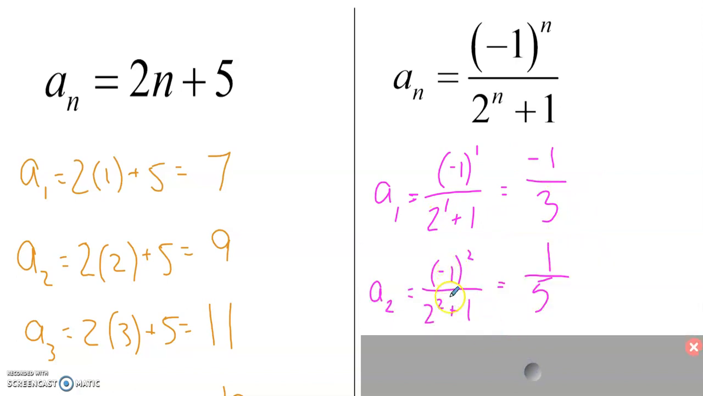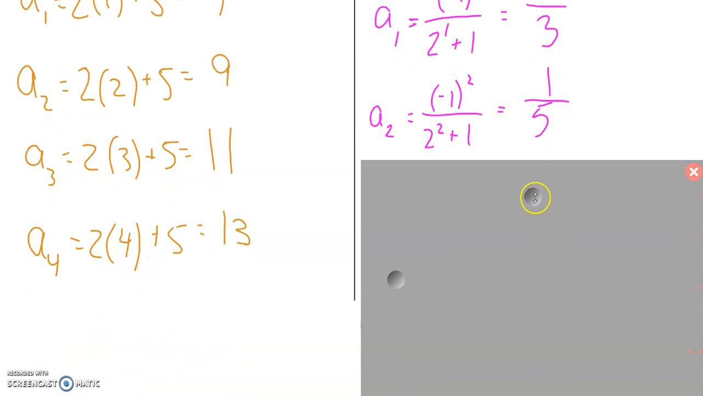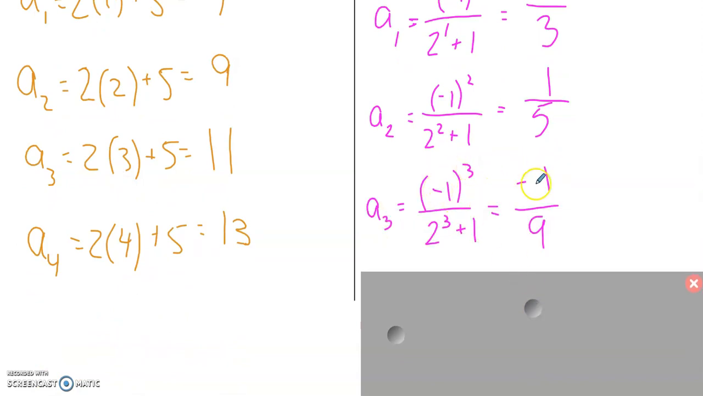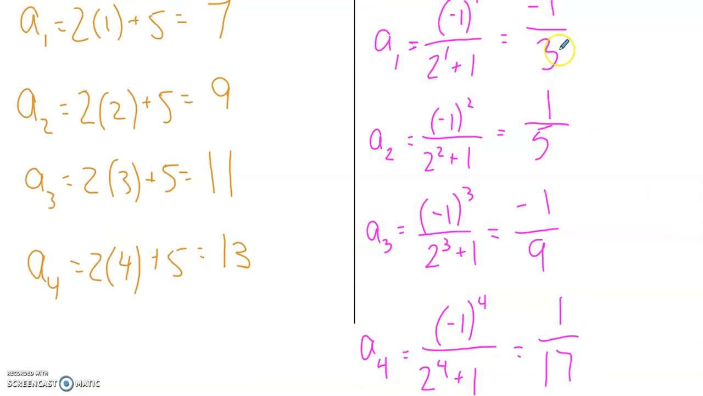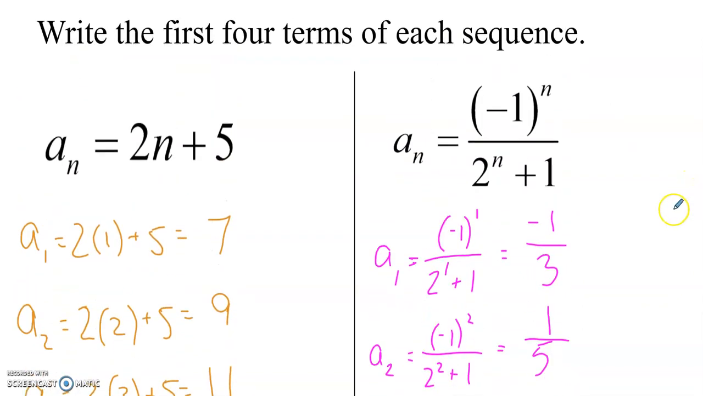To find the second term, I plug in a 2. -1 squared is +1. And then 2 squared plus 1 is 5. So the second term is 1/5. Find the third term, I plug in a 3. -1 cubed is -1. 2 cubed plus 1 will give me 9. So that's -1/9. And the fourth term is -1 to the fourth, which is 1, and then 2 to the fourth plus 1 is 17. So there are my first 4 terms: -1/3, 1/5, -1/9, and 1/17. So that's, in general, how sequences work when you've got an equation for a general term.